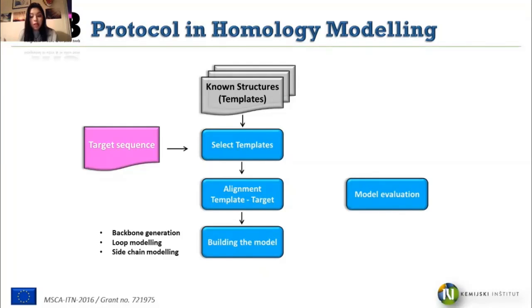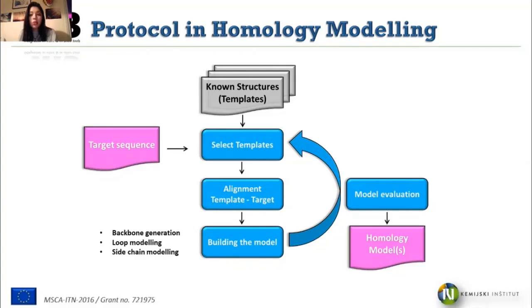Then we have to assess and refine the model. If everything is okay, we have our model. If not, we go back to the selection of the template and repeat the whole process.